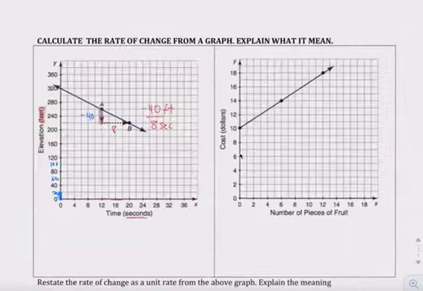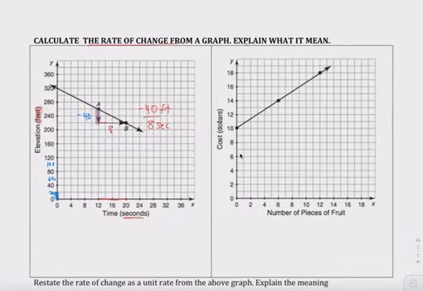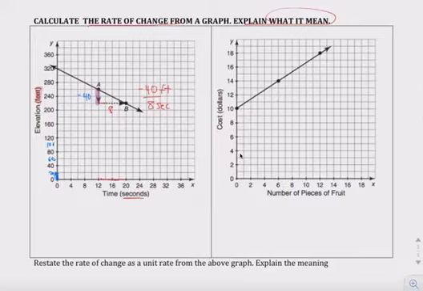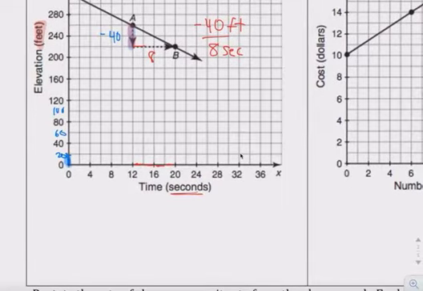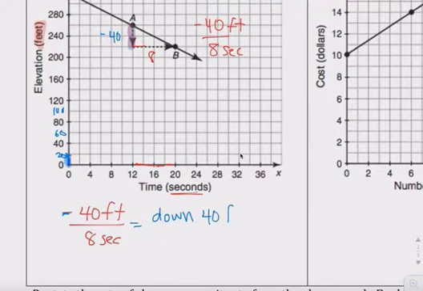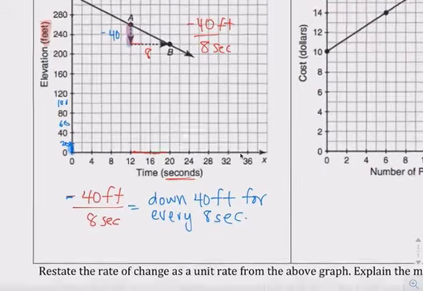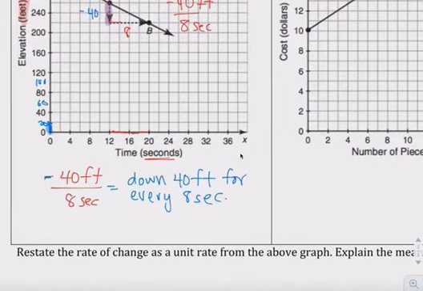So calculate the rate of change from a graph and explain what it means. So let's see the rate of change. The rate of change is negative 40 feet for every 8 seconds. Negative 40 means, so you explain this means down. That's why there's a negative: down 40 feet for every 8 seconds. Okay?